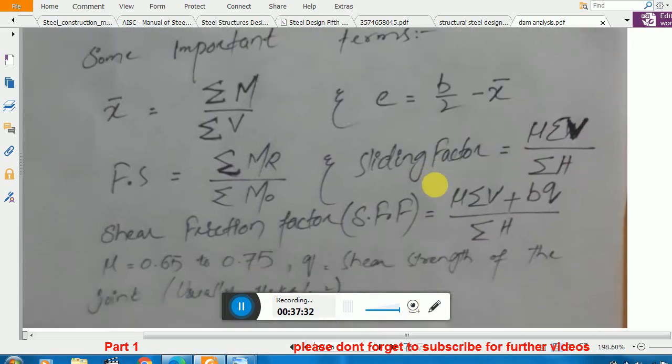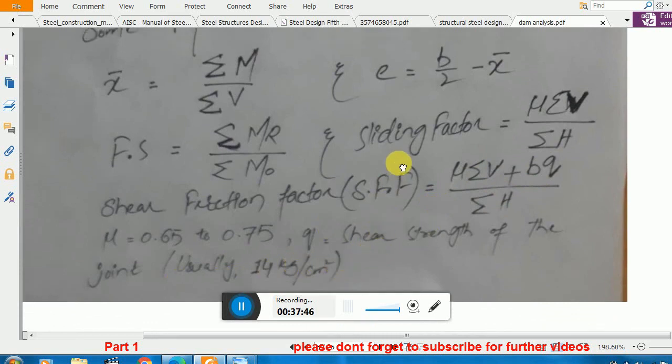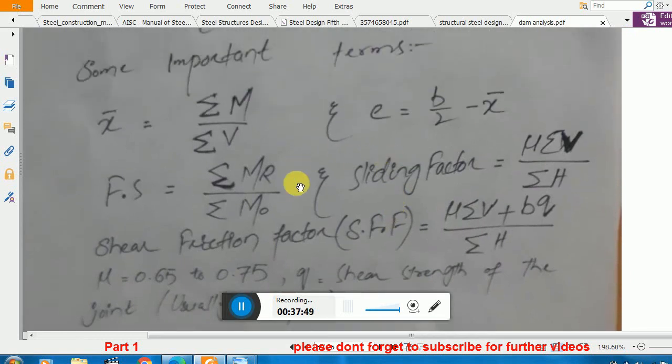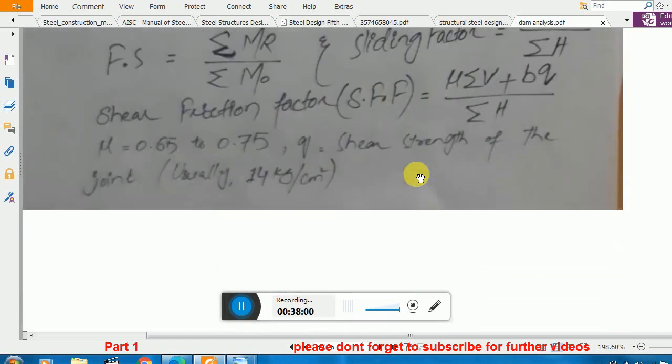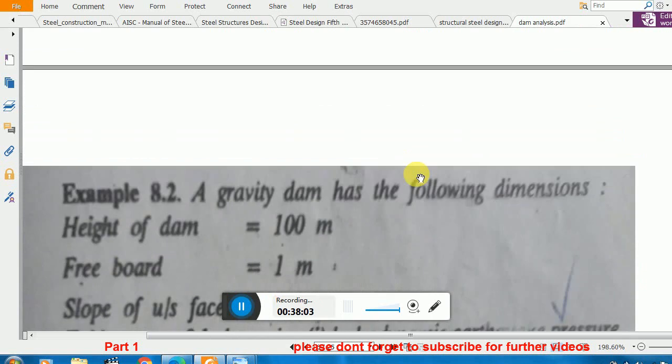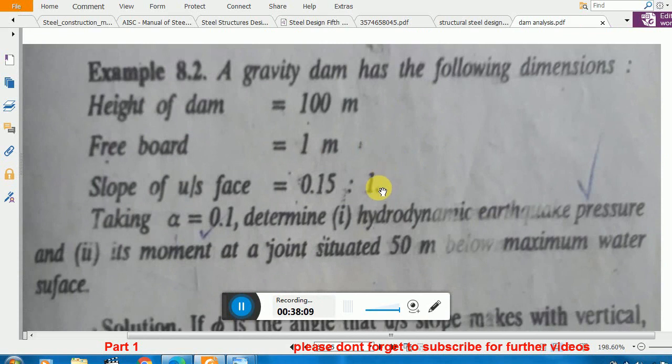The other thing is the shear friction factor, and this is mu times the summation of V plus B Q divided by the summation of H, where Q is the shear strength, and its value is taken as 14 kg per centimeter square, remember. This ends the calculation of all the stability analysis, and we will explain these in problems. You must remember these forces, and in the next video I will do an example. I will show you how to utilize these forces and these equations. So see you in the next video.